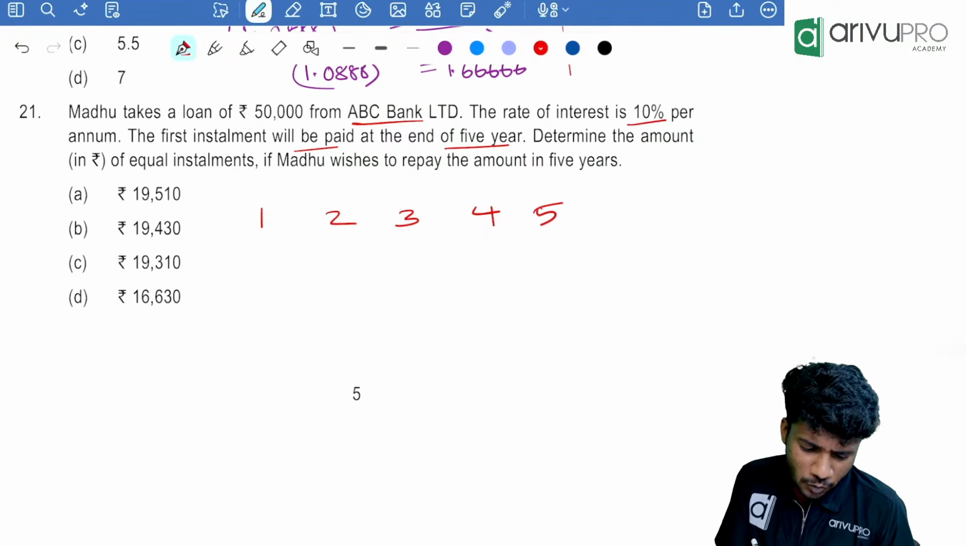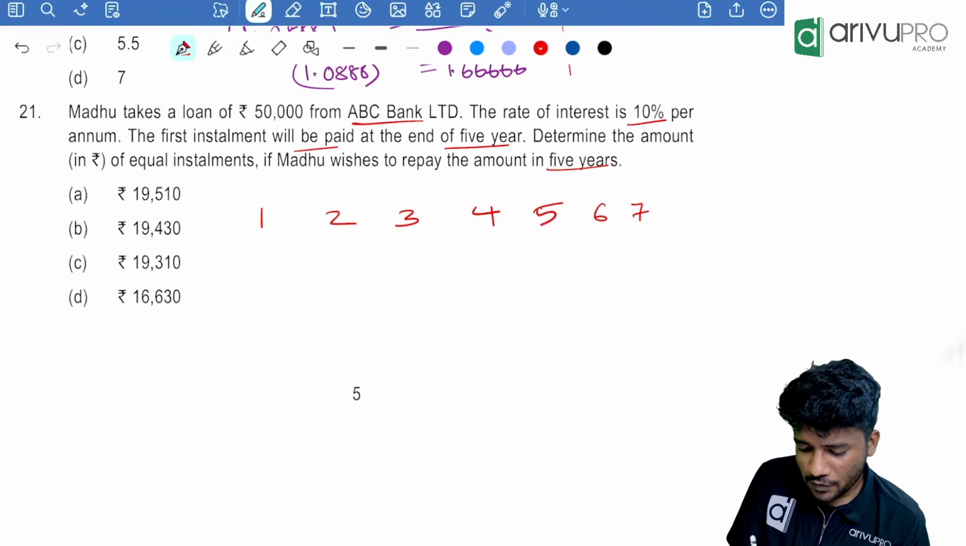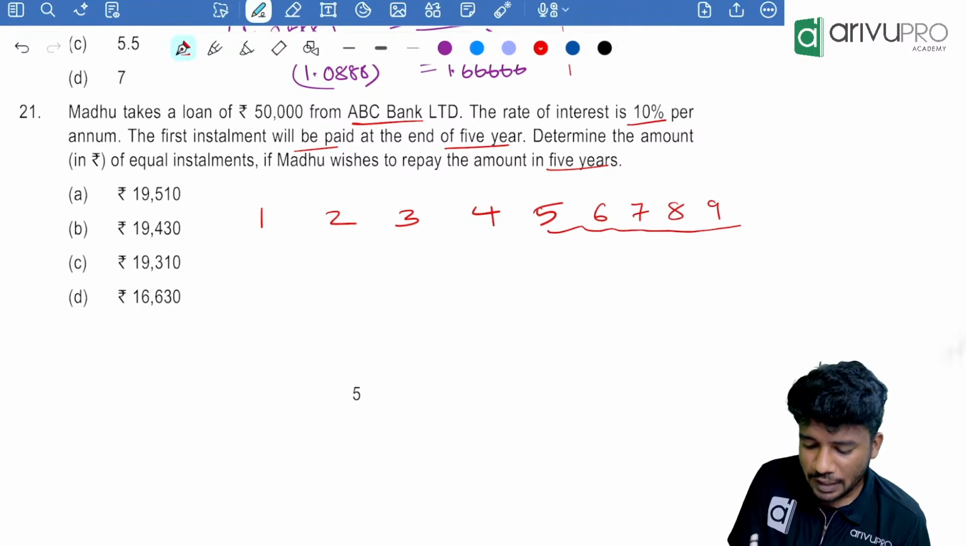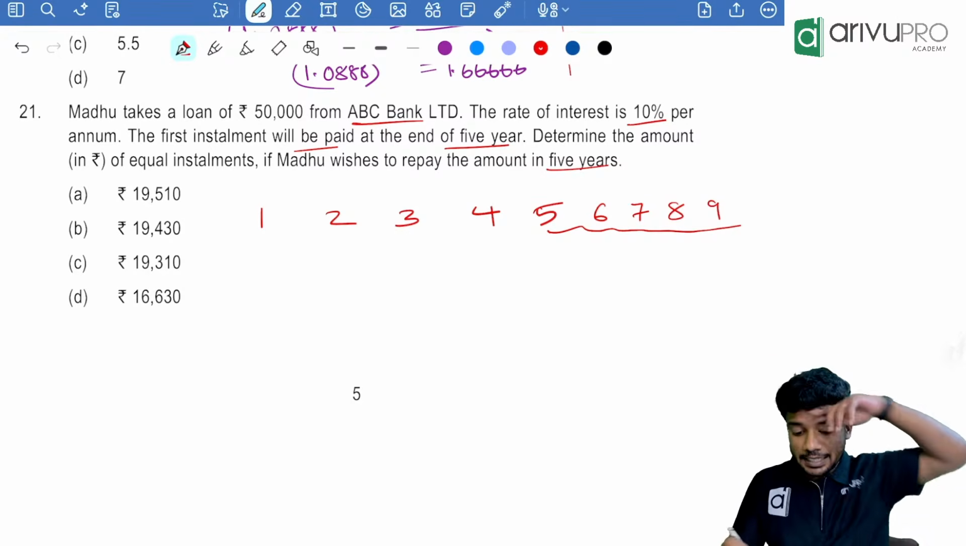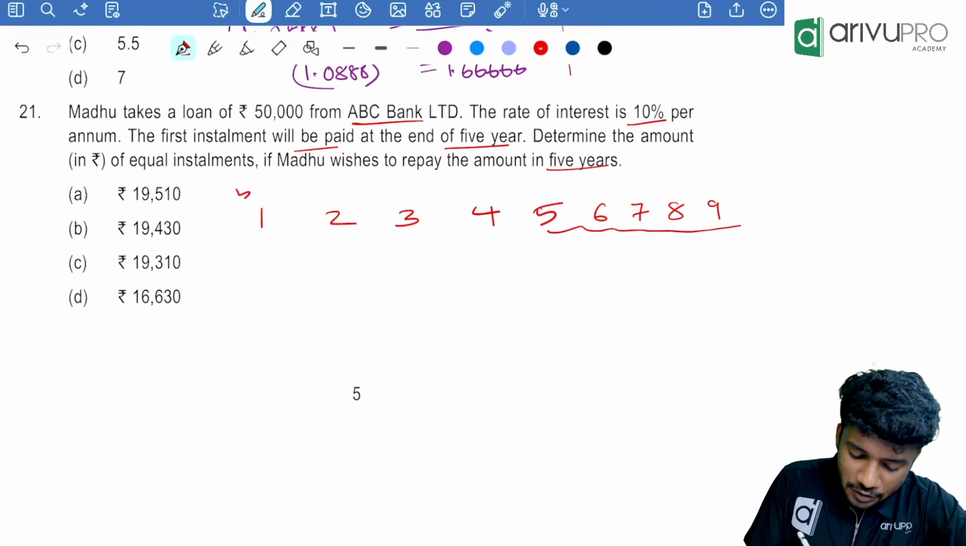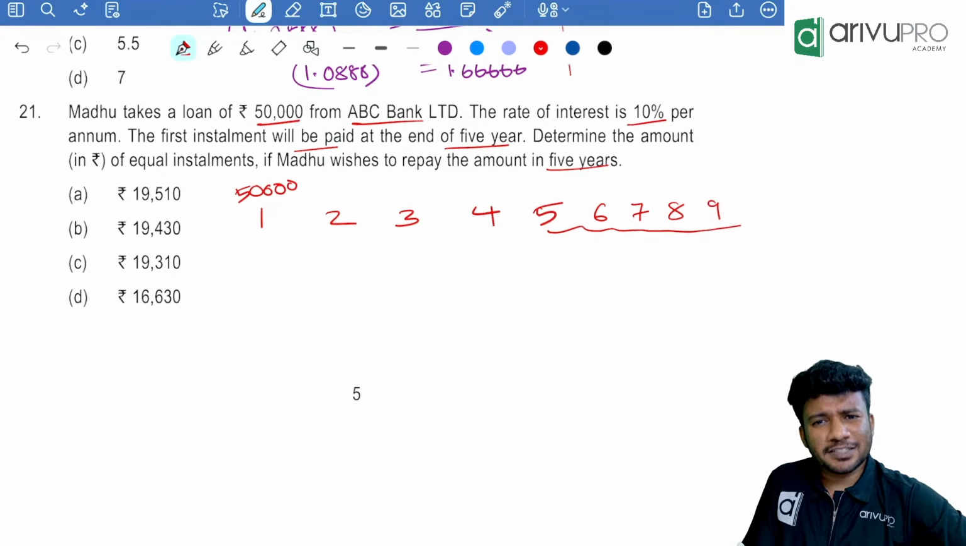Then from the fifth year to what year down? For the next 5 years, that means 6, 7, 8, 9. Like 5 installments, I should be able to pay off everything. That is the case. First of all, 50,000 is the principal amount.